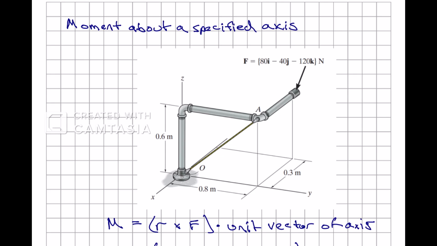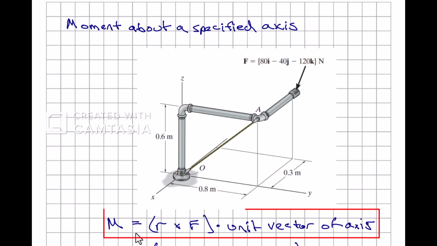In this example, we're looking at determining the moment created by a force about a specified axis. Up to this point, we have looked at determining the moment created by a force on the x, y, and z. So in this case, we've got a force acting on this pipe system, and instead of the x, y, and z, we want to find out what moment it is producing along the axis of O to A. Okay, so now we've got to determine that, and it's not that hard.